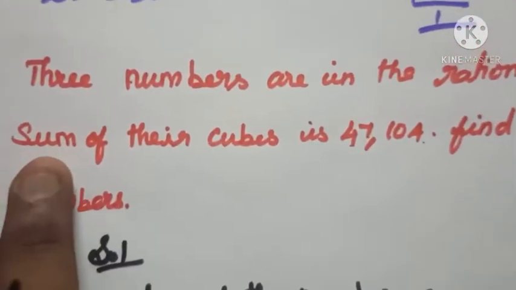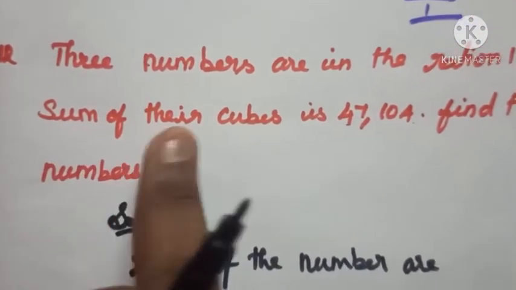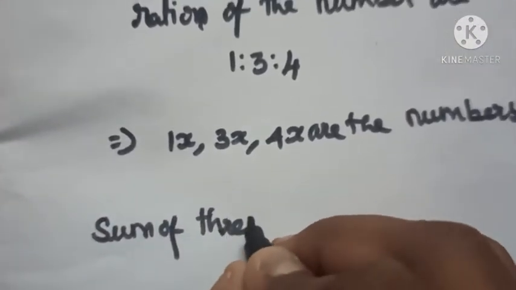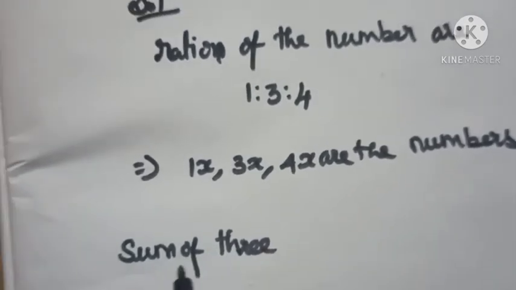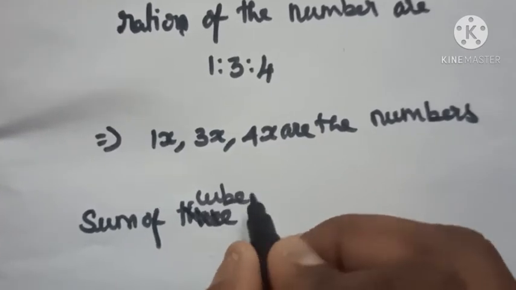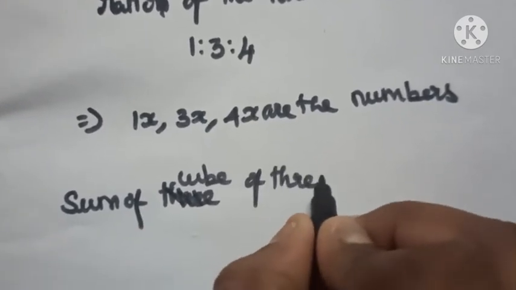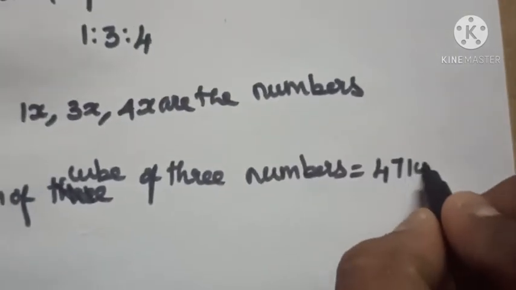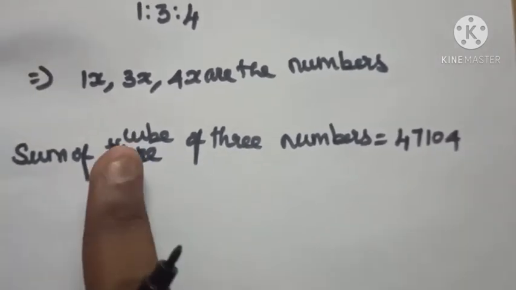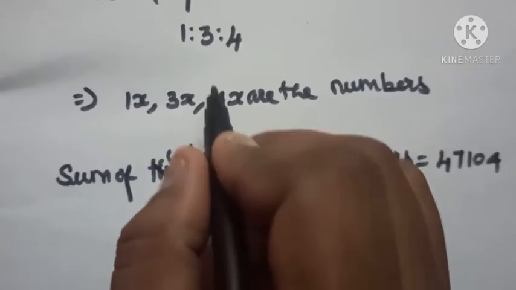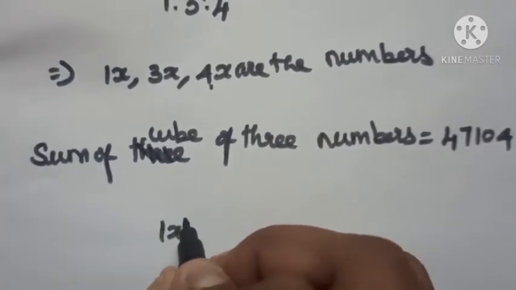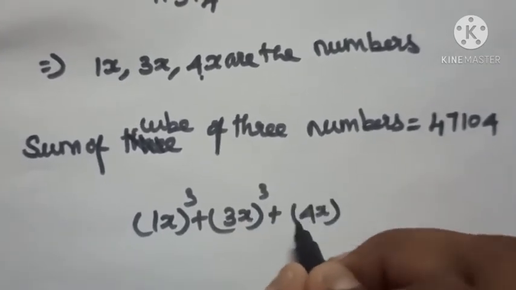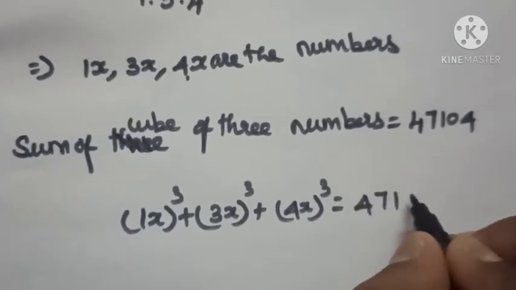Next, the sum of their cubes. The sum of the cubes of the 3 numbers is equal to 47,104. Sum of cubes of the 3 numbers means these are the 3 numbers with the ratio. So 1x cube plus 3x cube plus 4x cube is equal to 47,104.